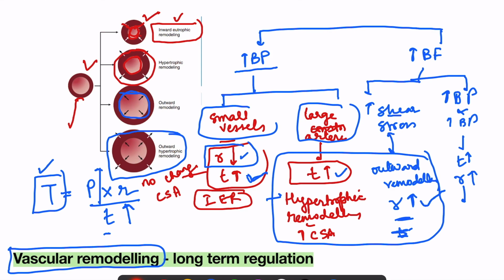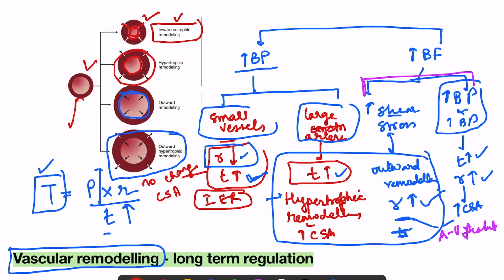So only radius increases. However, if both the blood flow and BP increase, then there is increase in thickness also, increase in radius also, again there is increase in the cross sectional area. So in these both there will be increase in cross sectional area. An example of these two, very important, is AV fistula. Suppose we create one AV fistula between the radial artery and antecubital vein for dialysis.